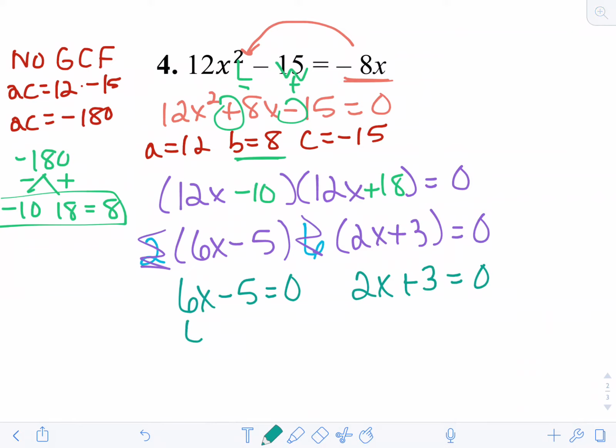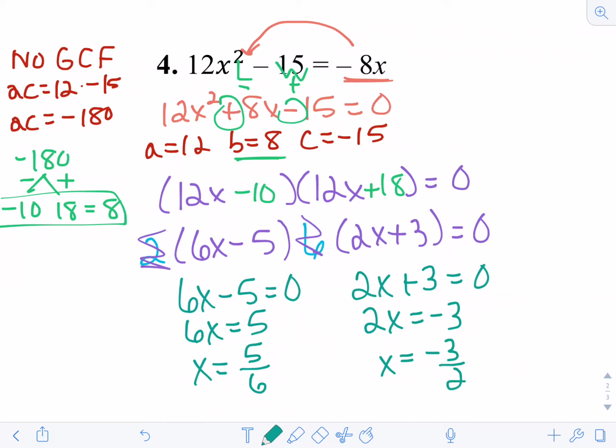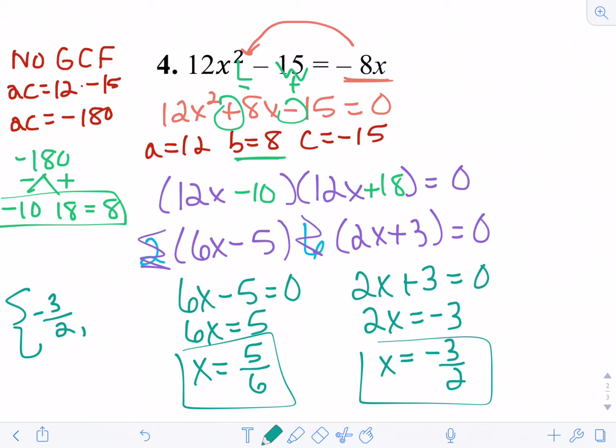So when I solve for x, we have 6x is equal to 5. X is equal to 5 divided by 6. 2x is equal to negative 3. X is equal to negative 3 over 2. So these are your answers. You just have to write them in fancy bracket form. So negative 3 over 2, comma 5 over 6. And I'm putting them in order from least to greatest.